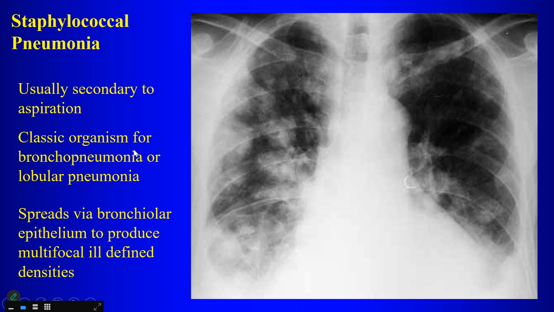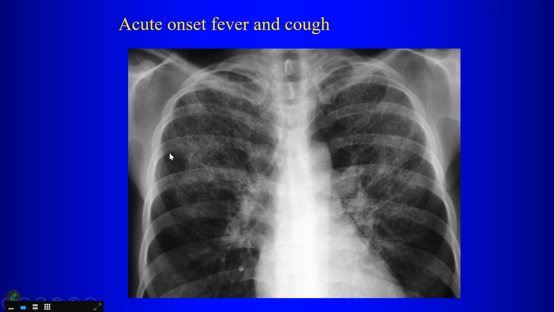The other term for this is lobular pneumonia, so don't confuse that with lobar pneumonia, right? Lobular pneumonia and lobar pneumonia are two different things. This spreads via the airways, so that's why it's multifocal. It spreads all over the lung via the airways. You can get these patchy consolidations. So that's bronchopneumonia. By the way, it doesn't mean that staph only gives bronchopneumonia and strep only gives lobar pneumonia. Either one can do either, right? This is just the typical classic appearances of these.